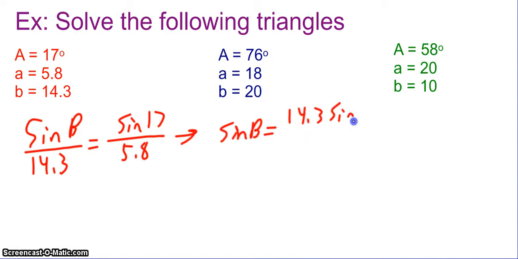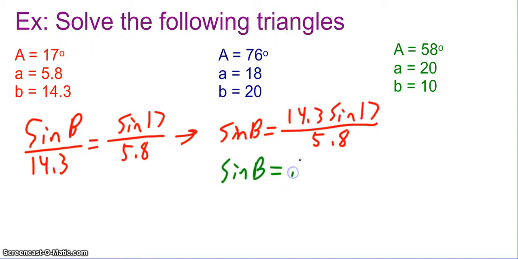14.3 sine of 17 over 5.8. Type this into my calculator and I get sine of B is approximately 0.721. Okay, so right here I know for sure I'm going to have at least one solution.